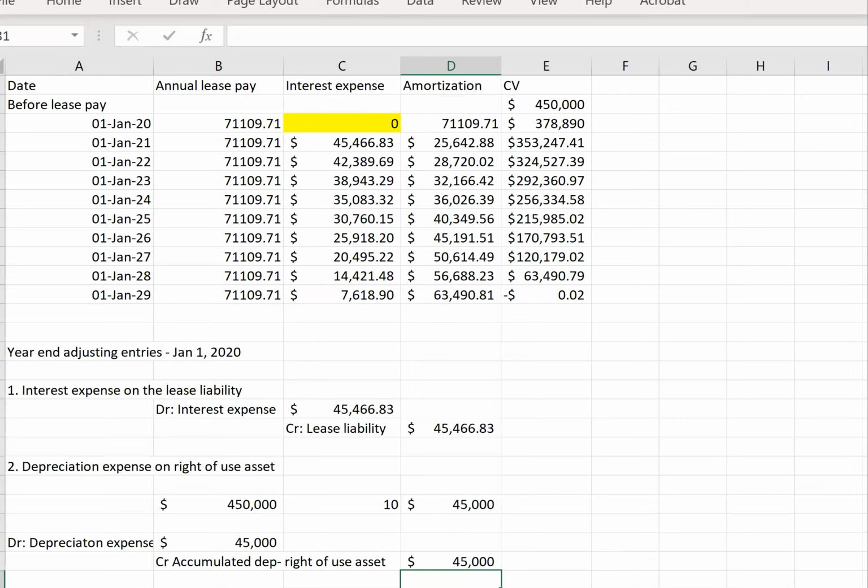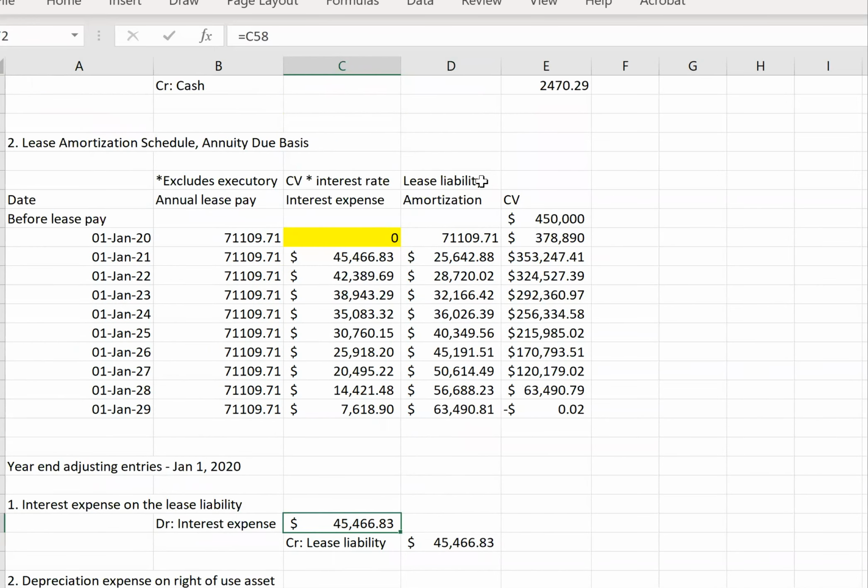So I'm just looking up at this one. The 45,000, the interesting thing is that our amortization of the lease liability at January 1st was only 25,000, but we also had the lease payment and how it was applied between the two. So when we book interest expense, it's simply interest expense and the balancing entry goes to lease liability. So we're increasing the lease liability here by 45,466.